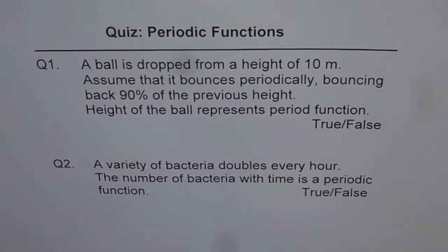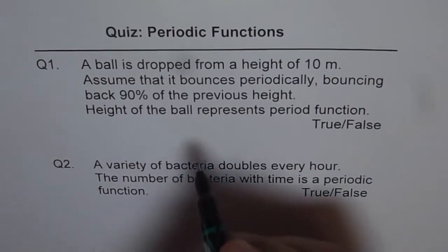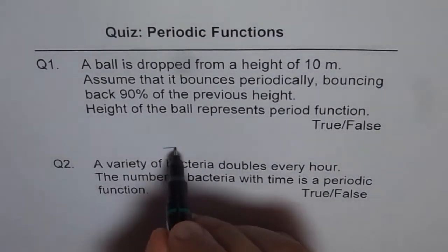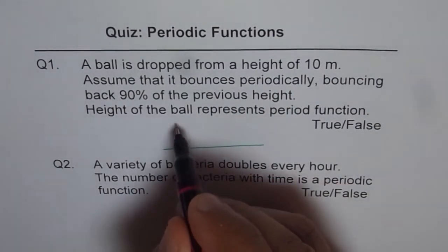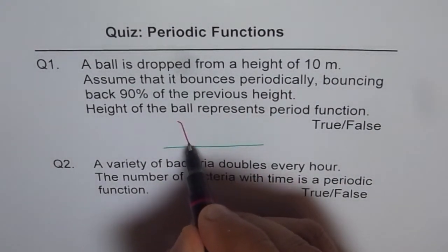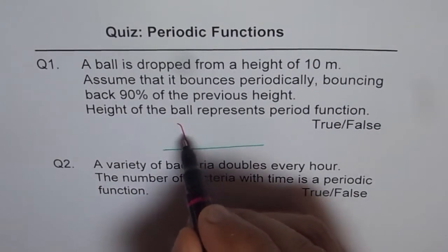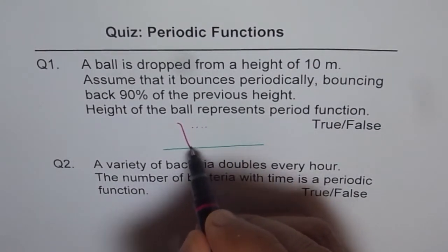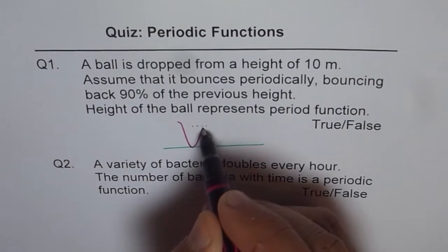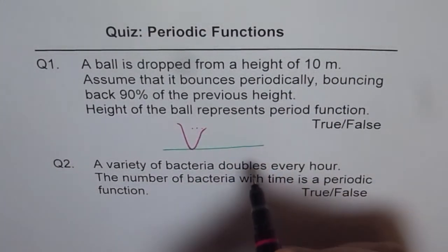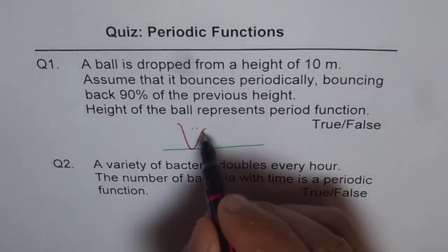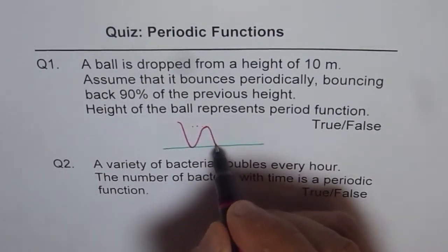Well, here is how I look at it. Let's sketch the first one. Let's say that's the ground, and a ball is dropped from the height of 10 meters. So the ball is dropped like this, right? It bounces back, but it bounces back only 90% of the time. So it just goes to, let's say, 90% of 10 meters, right? So 9 meters, like that. And next time, it again bounces back.